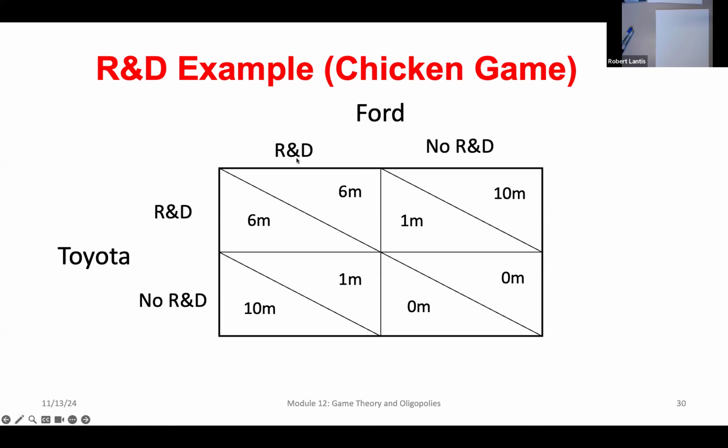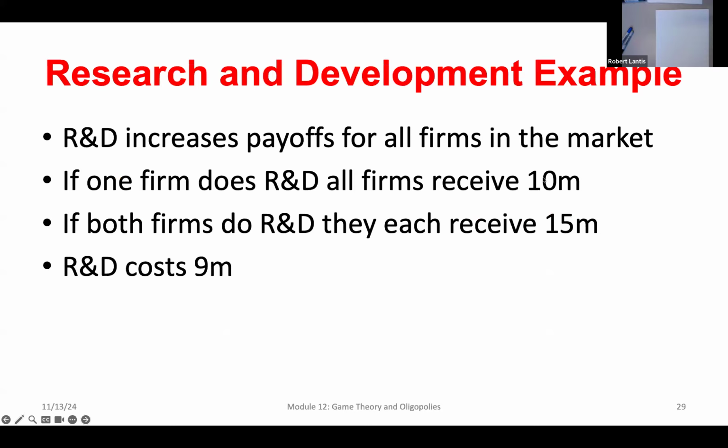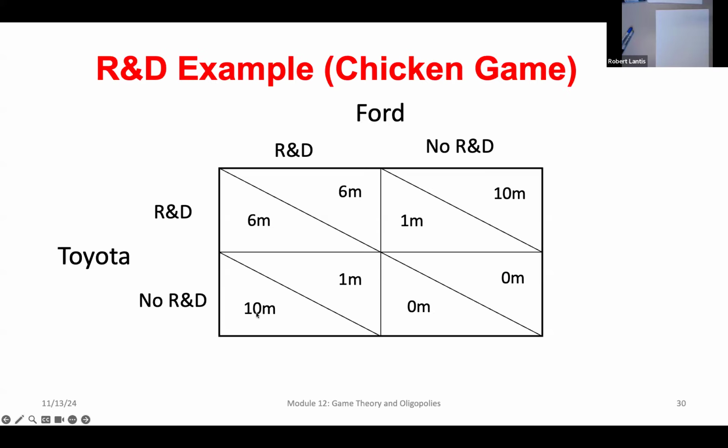Now, Ford puts money into R&D, but I don't, as Toyota. Whoops. Sorry. That new technology is now out there. It's not as much as before because there's only one of us putting money into R&D. So there's 10 million, but I didn't spend any money on research and development. I just mimic what the other company is doing. So now my payoff's 10 million. Same kind of incentives exist on the other side.